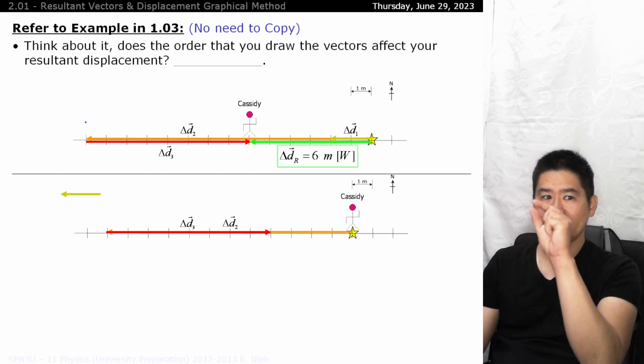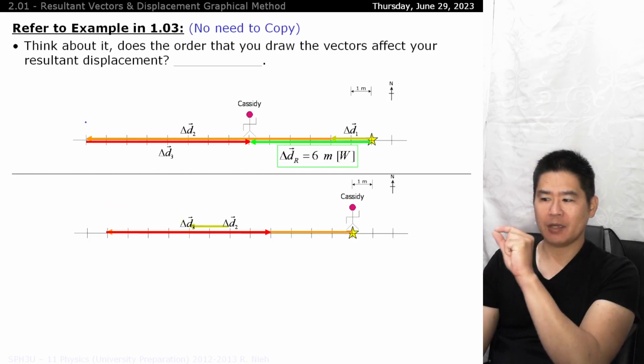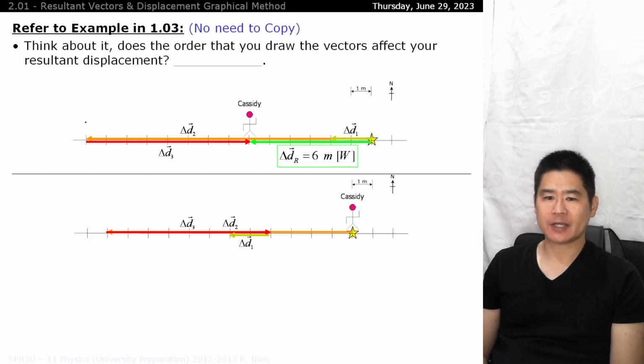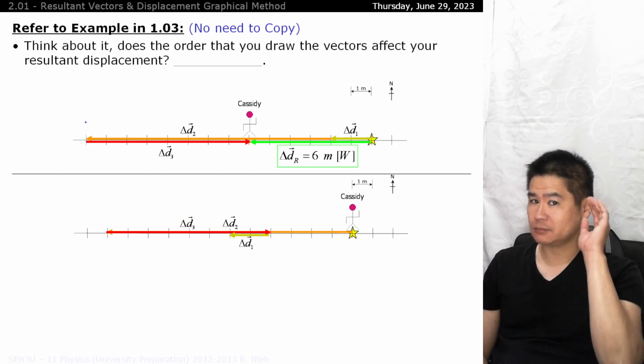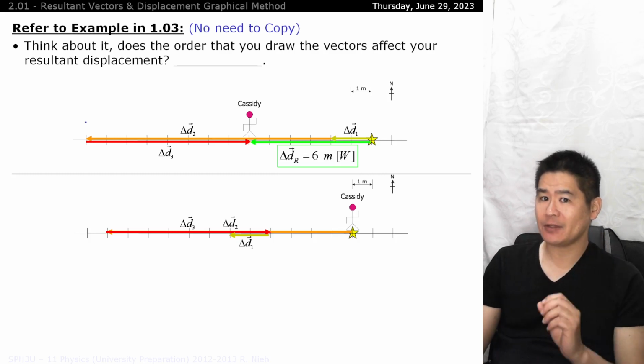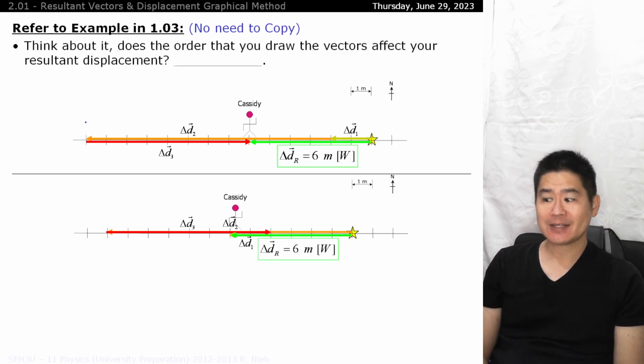Lastly, with the tail end of the yellow vector, we'll grab it and bring it to the head of the second vector. Our resultant displacement always points where? Correct, to the head of the last vector drawn. So make sure that it points to the end of D1. And you'll find out that you'll measure out Cassidy's displacement still at 6 meters.